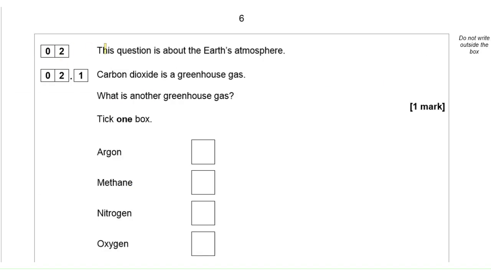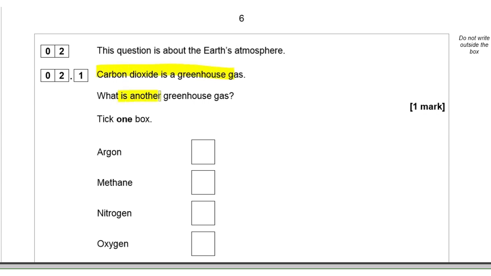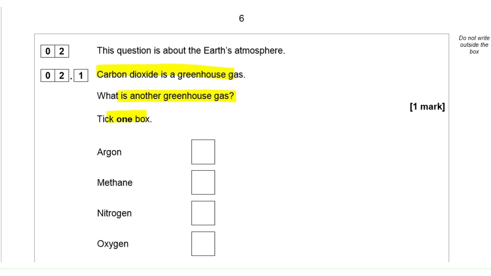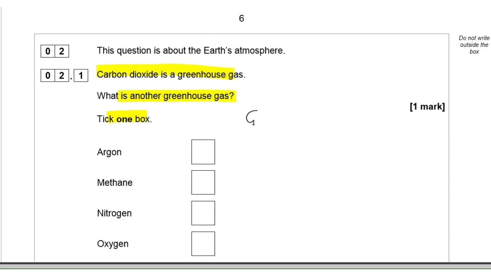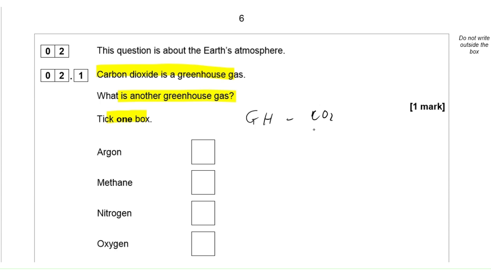Okay, over the page, question 2. This question is about the Earth's atmosphere. 2.1. Carbon dioxide is a greenhouse gas. What is another greenhouse gas? Tick 1 box. And this is a 1 mark question. You should recall that there are 3 greenhouse gases: carbon dioxide, methane and water. Looking at the choices, clearly choice number 2, methane, is the correct answer. Tick the methane box for 1 mark.